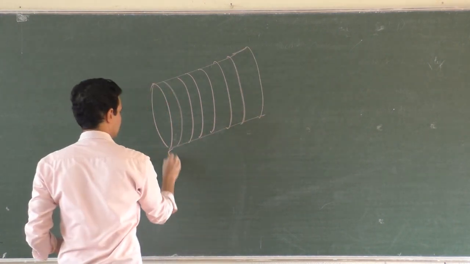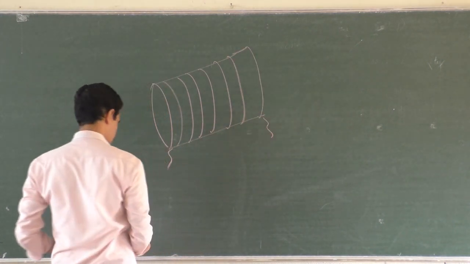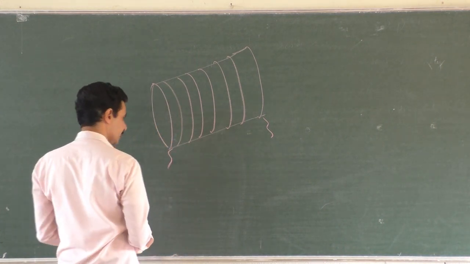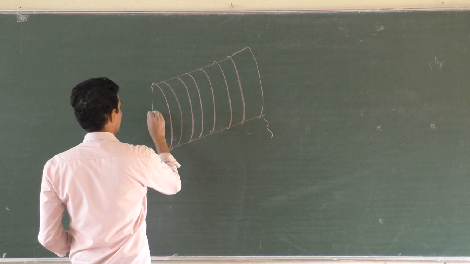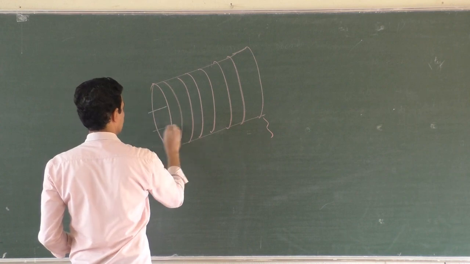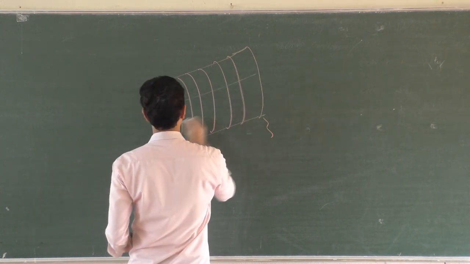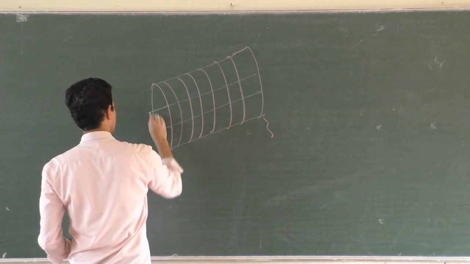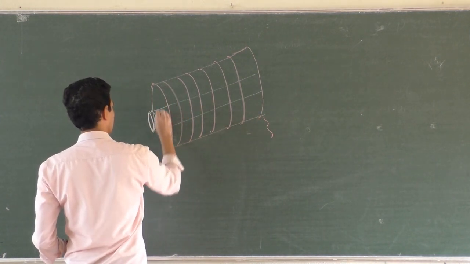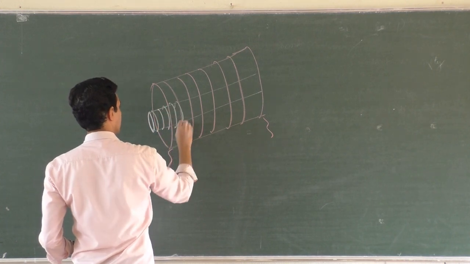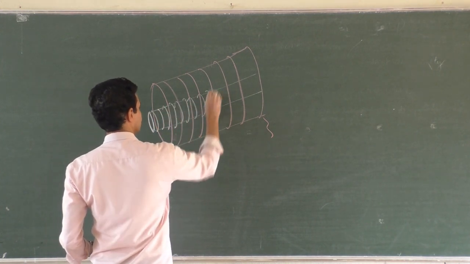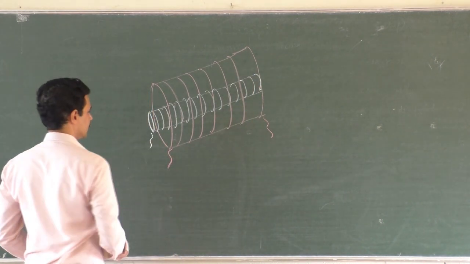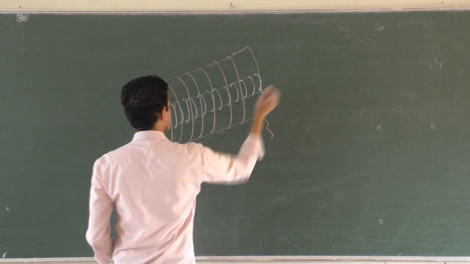Like this, and its two ends are here. That is S2. S1 I will keep inside here. This is S1, the primary coil. One coil is wound inside the other. So this is one end and this is another end.